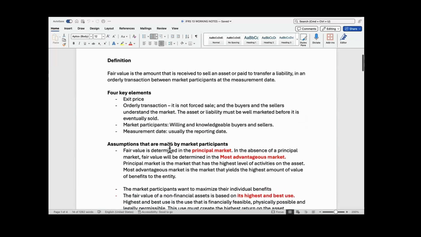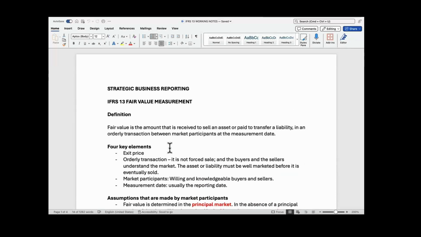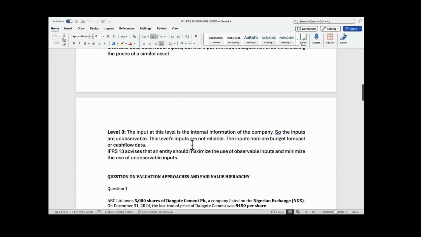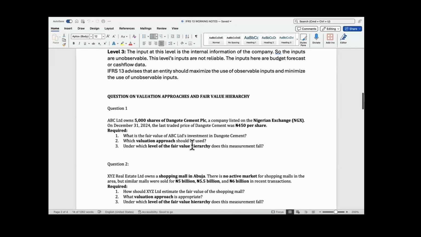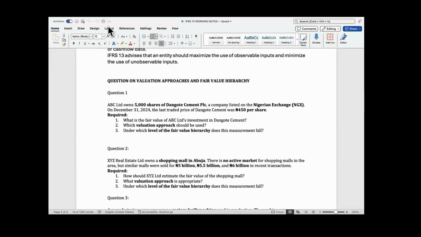So really, what I've just taught you is what you need to know as far as IFRS 13 is concerned, right? And the examiner would test you around these areas in a variety of ways, which we are going to look at tonight. So before we look at other questions, let's start with these questions we have in front of you. Okay, who reads for us, please? Let somebody read question one for us. Okay, let me read question one.